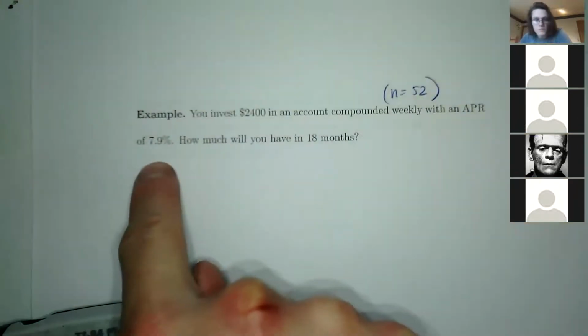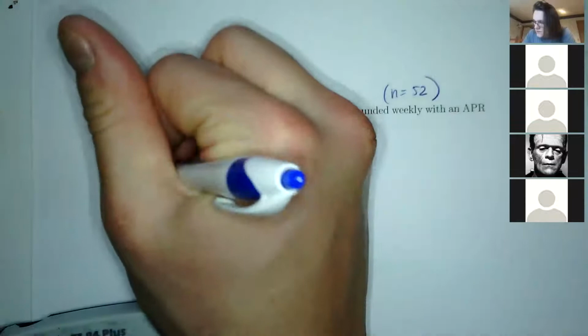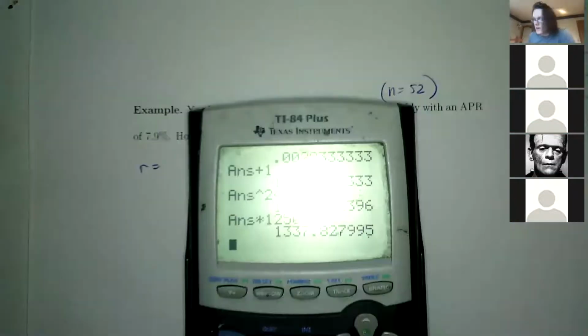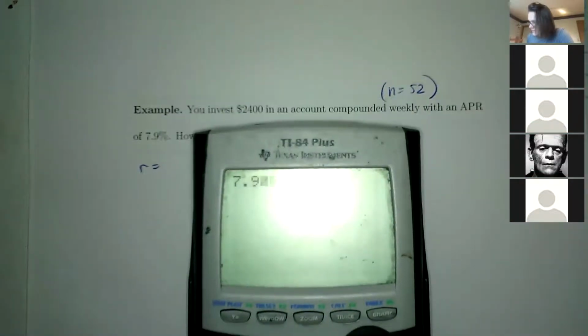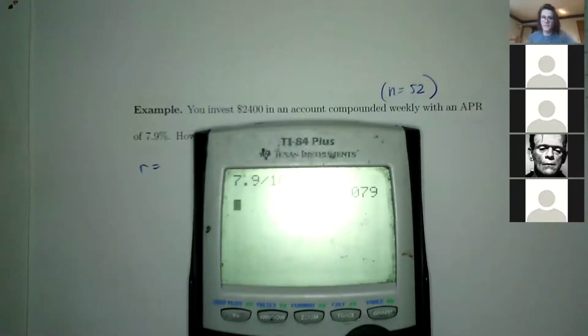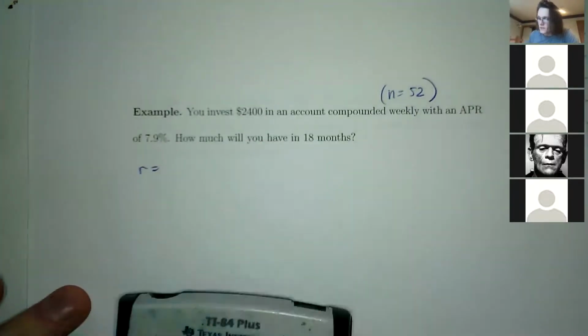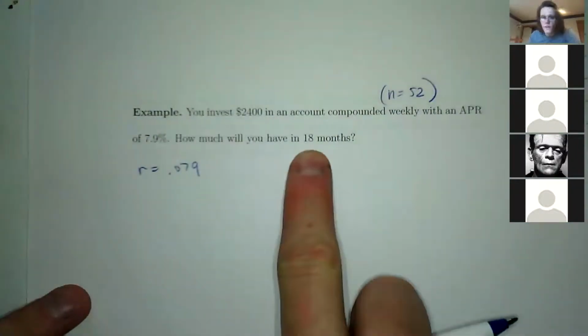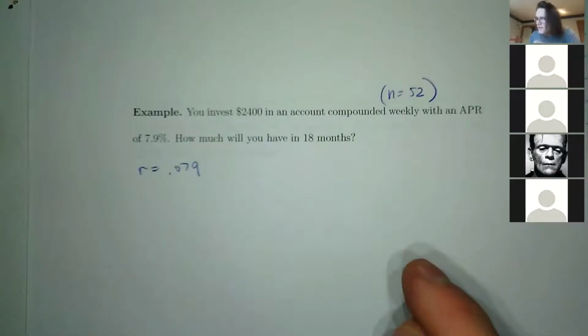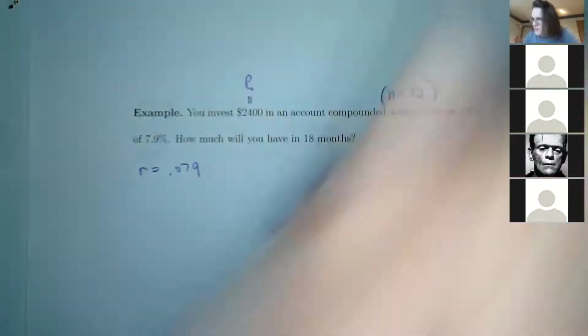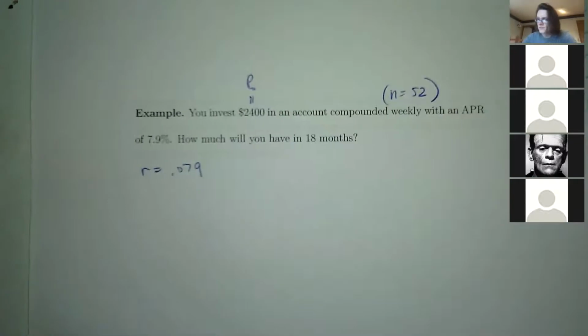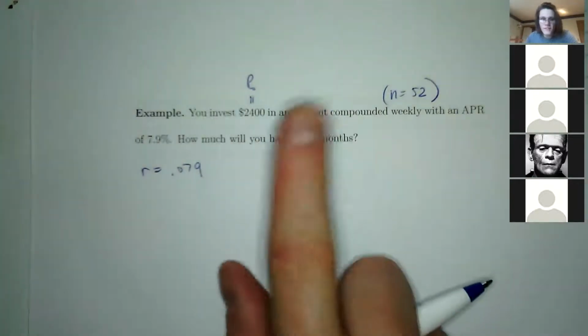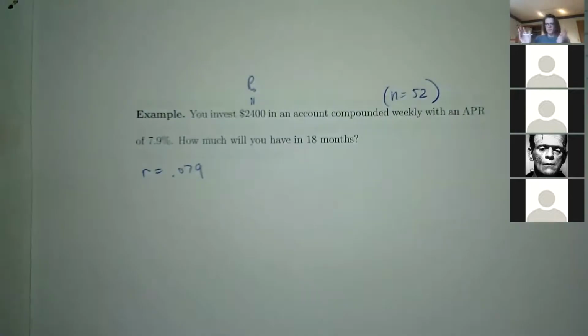The APR is 7.9, so our little r, you always want r as a decimal, so 7.9 divided by 100, 0.079. Sorry about that. There we go. 0.079. And then, is that it? Oh, and then the principal, P naught, is 2400. And then we just don't know what T is, right? And so I give you 18 months. And so you might be tempted to put, oh, T is 18 months, but T is in years.